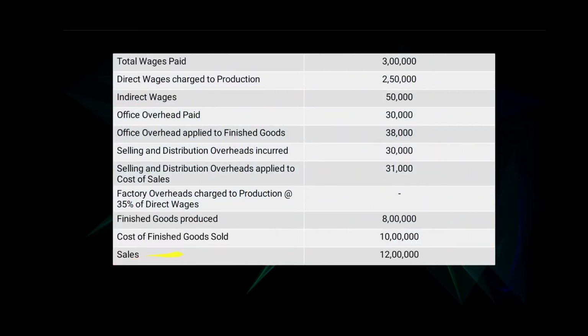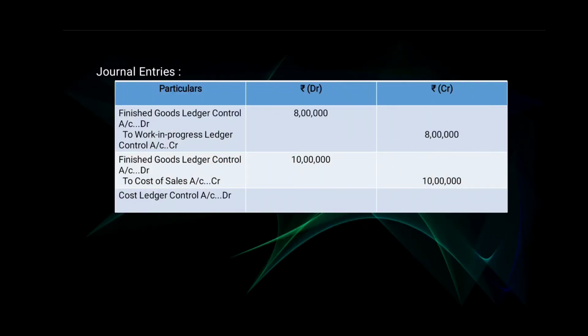Last, sales amount is given as 12 lakh. So journal entry for sales will be cost ledger control account debit to costing profit and loss account. Amount is 12 lakh on the debit and on the credit side.